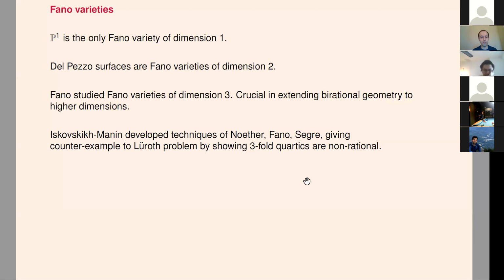This tells you that the geometry in dimension 3 and higher can be quite different from the geometry in dimension 2. By contrast, in dimension 2, all Del Pezzo surfaces are automatically rational. Rational means that they are birational to P2. But Fano varieties in dimension 3 don't have to be birational to P3, and this is one of the examples. So this also set off another wave of development. There were a lot of works afterwards.